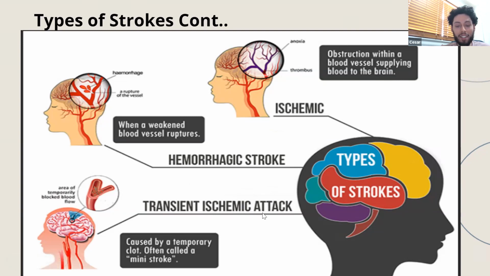And transient ischemic attack. So it's similar to ischemic, however, it's a temporary clot. It's only temporary. So usually with transient ischemic attack, there's no damage to the brain cells, since it resolves within minutes, and the stroke symptoms are resolved within an hour.